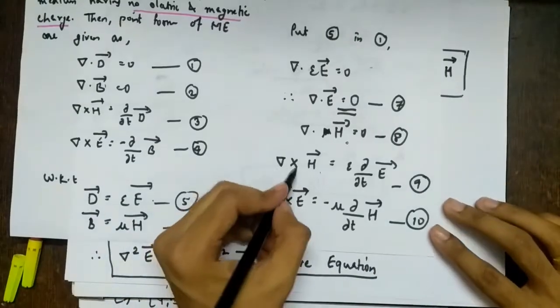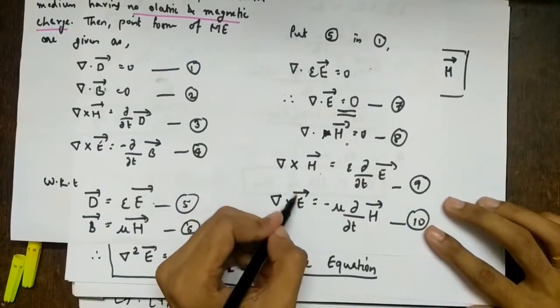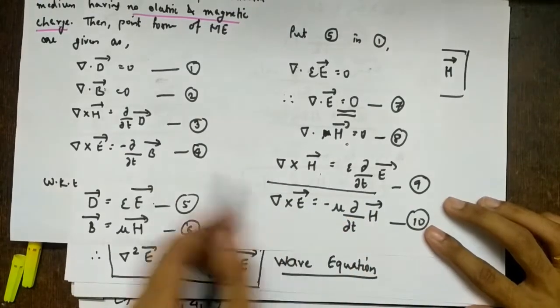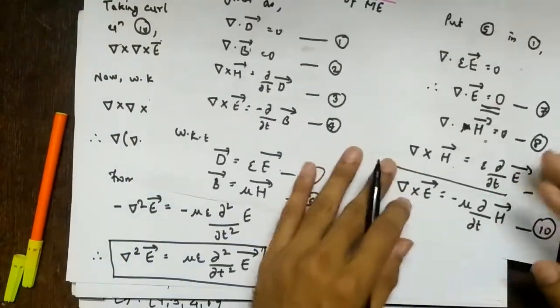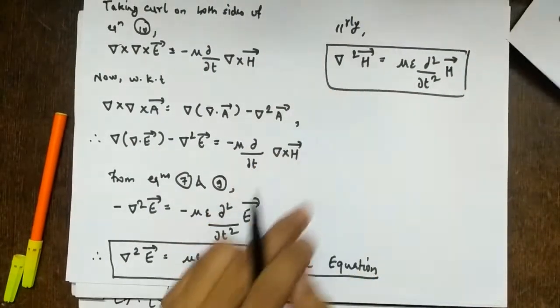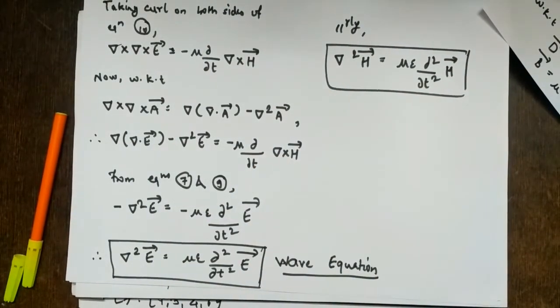I said take any of these equations, but we prefer the electric field, so I took this. Take this and solve in the same way, take curl on both sides, etc. You will get this equation. Okay, so these are called wave equations or Helmholtz equation, as I said at the start of the lecture.